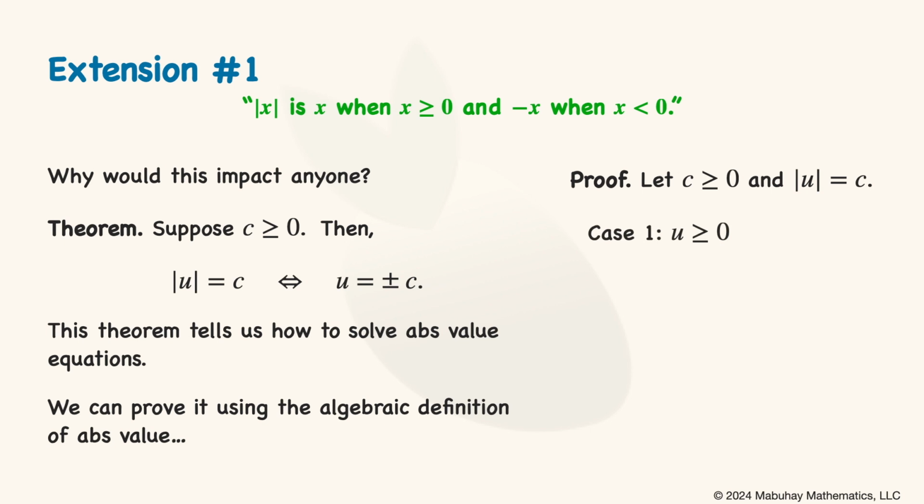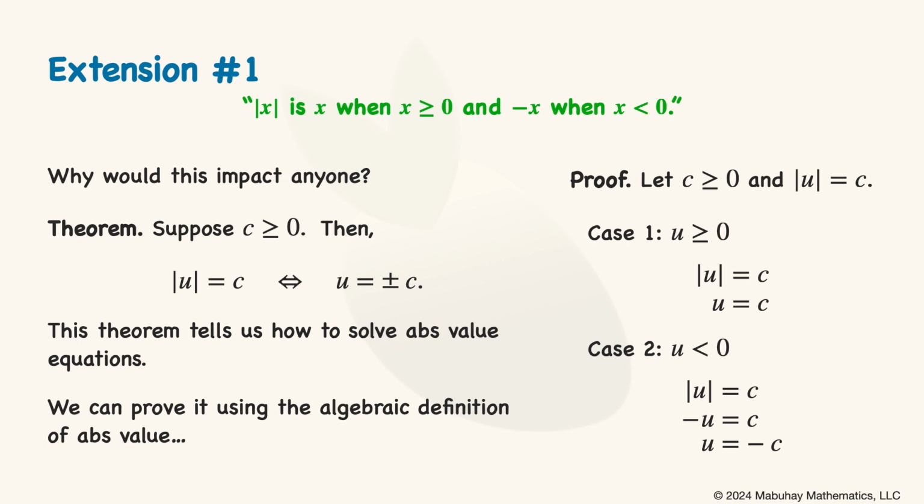The first case is that u is greater than or equal to 0. In that case, the absolute value of u is replaced with just u. Now we have u equals c. In the other case, u is negative. When that happens, the absolute value of u is replaced with negative u. We want to solve for u, and so u is equal to negative c. And that's it. We proved that if c is a non-negative number and the absolute value of u is equal to c, then u is equal to plus or minus c.